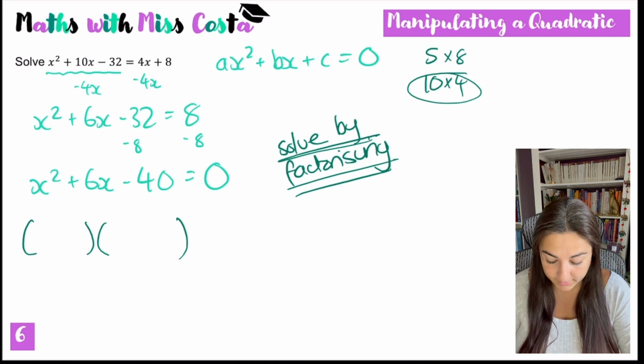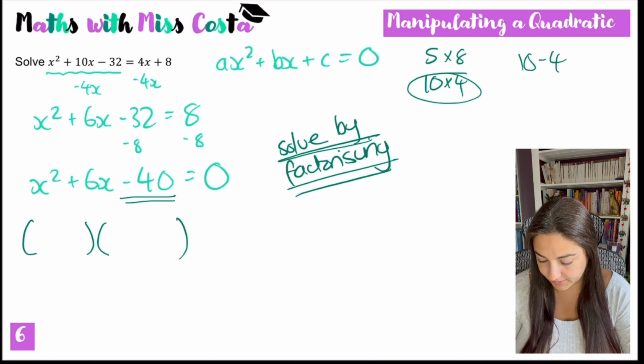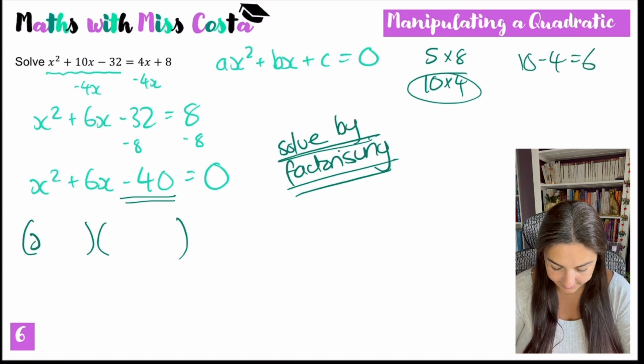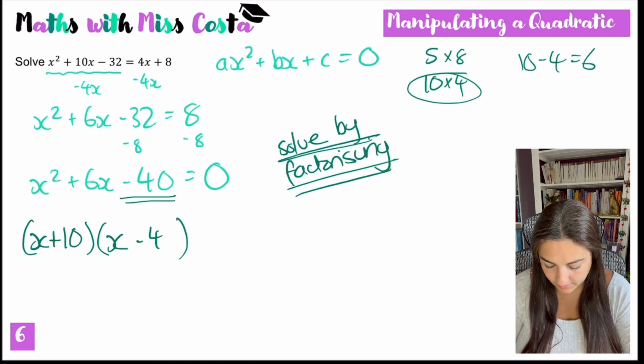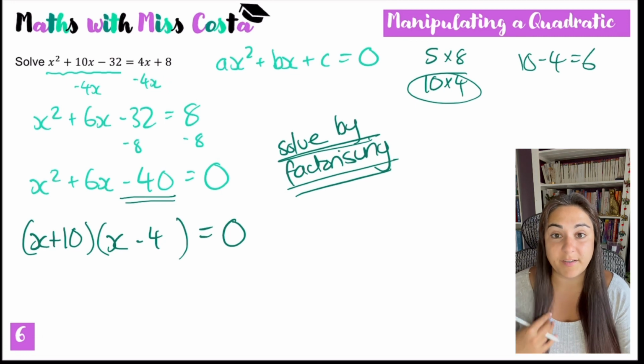One of them is going to need to be a negative because they multiply to make -40. So how could you combine them? Well, you know that 10 take 4 gives you 6. So that's your answer: (x + 10)(x - 4) equals 0. Now you've got your factorised version.